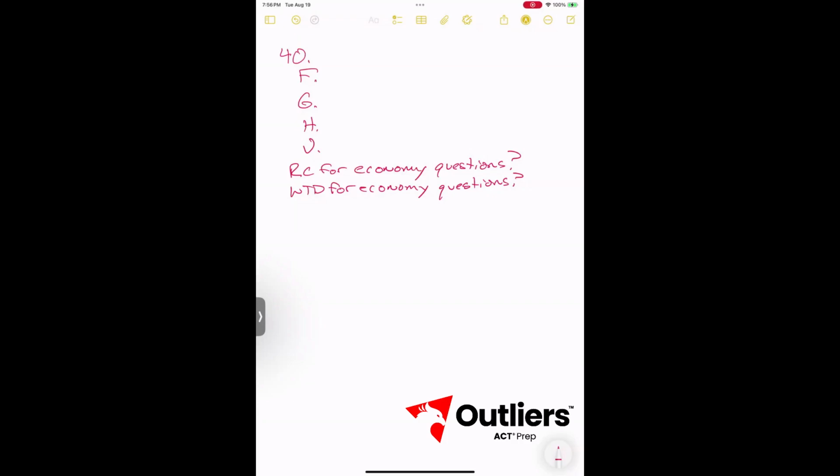What is the WTD for economy questions? The shortest answer is almost always right. So if there is a delete option, it's almost always going to be right because that is a really short answer. There are no words. So let's go ahead and take a look at this. We'll start off by just reading the sentence.